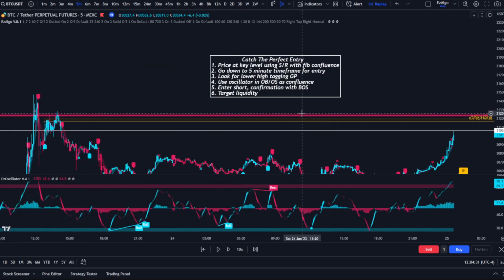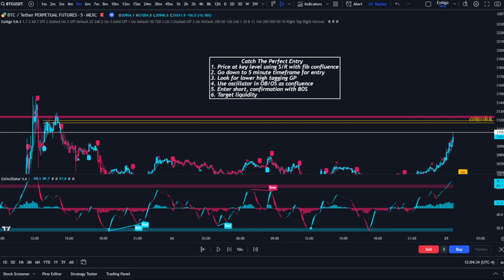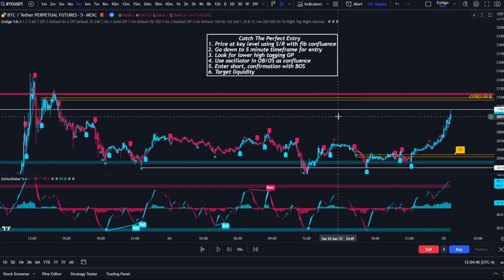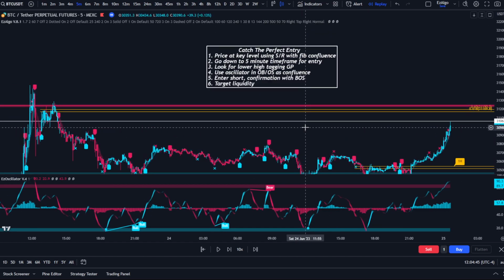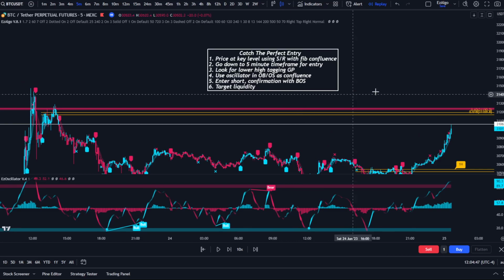Something else you can do to catch entries on a lower time frame is have that key level in mind and then look for bullish and bearish divergences at a key level. Our divergences in Easy Algo are real time, aka non-repaint, and can be very, very helpful as well to catch entries on a lower time frame. But as always, use key levels on a higher time frame.